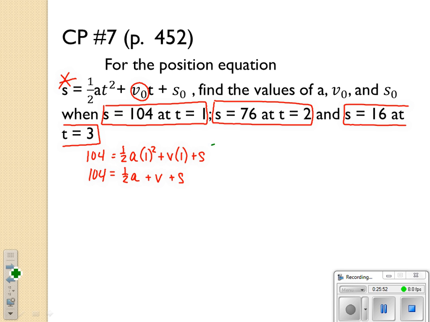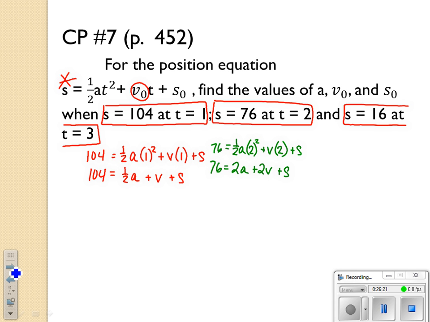So 76 is my new height, and that's equal to 1/2 times a times 2 squared, plus v times 2, and then plus s. So let's simplify this one. 2 squared is 4, so 4 times 1/2 is 2. 2a plus 2v plus s. There's another equation. Let's do the third situation.